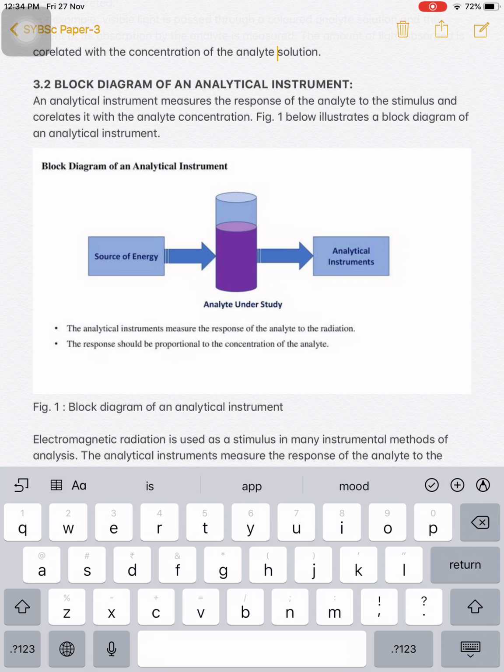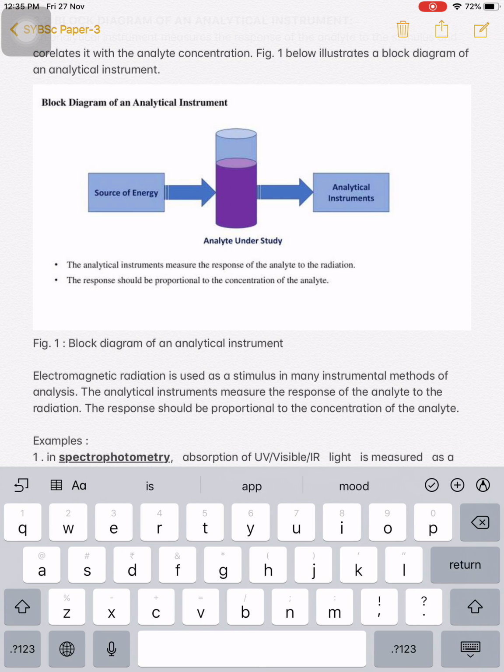An analytical instrument measures the response of the analyte to the stimulus and correlates it with the analyte concentration. So what does the instrument do? The response of the analyte to the stimulus is related to the concentration of the component. Now see this diagram. Here on the left side, the source of energy is there.